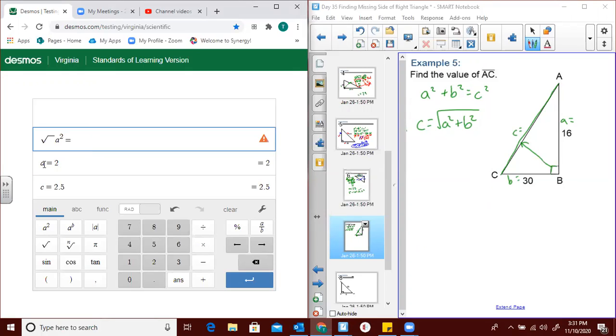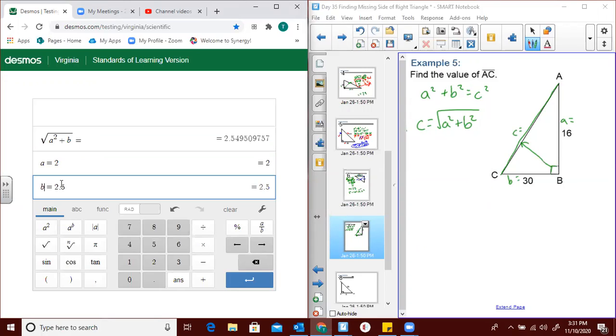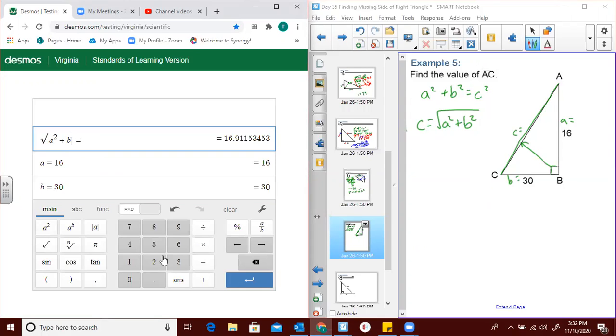I tried to make my life a lot easier and it didn't work. Plus B squared. This is going to be B. So let's put in our A, which was 16. And we put in our B, which was 30. That is an ugly, ugly number. And I'd like to point out that I forgot to square my B.